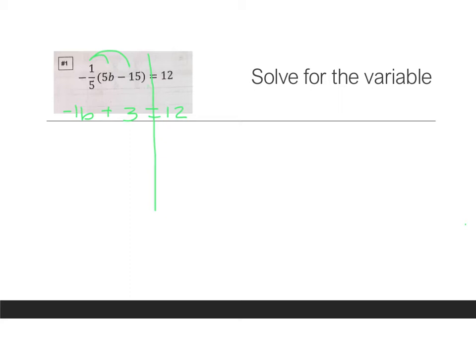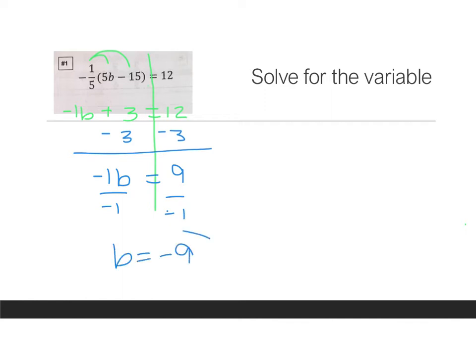So we are going to go ahead and subtract 3 from both sides first. So we're left with negative 1b equals, and then 12 minus 3 would give us 9. And then we do have a negative 1b, so we're going to have to divide both sides by negative 1 here to get rid of that negative and be left with just b equals negative 9. Now I want you to keep in mind this is just one way to solve it. We could have also used the method of clearing fractions, which we'll talk about in the next problem.